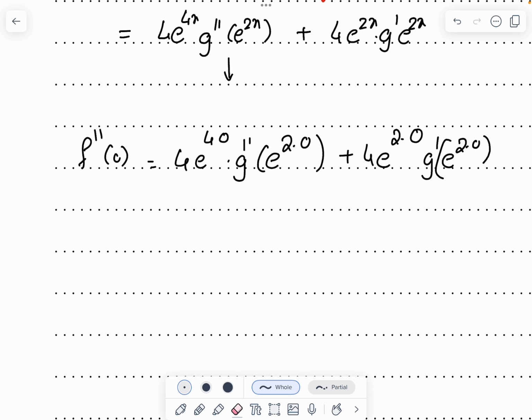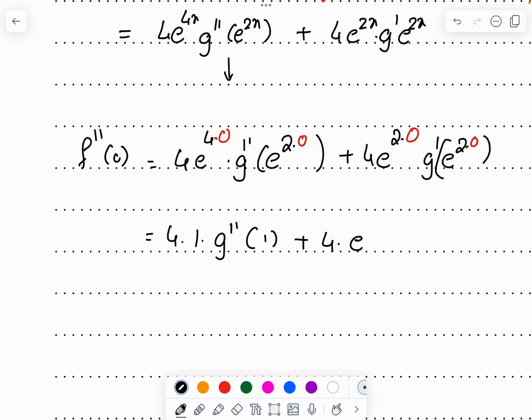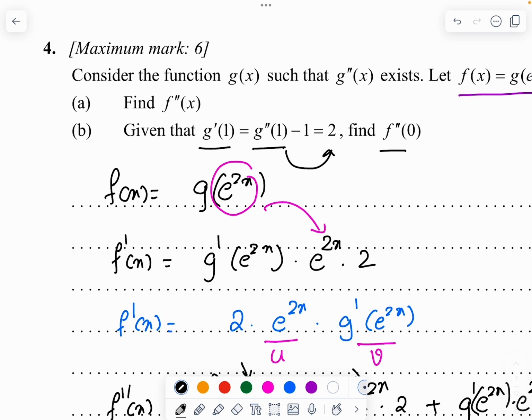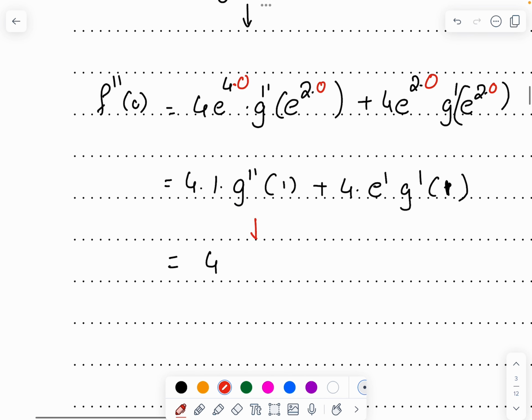To help you understand easily, wherever 0 is there, I'll write it in red color so it is easy to understand what I am substituting. Now, we know that e^0 is 1, so we get 4 g double prime of 1 plus 4 e^0 g prime of 1. What is g double prime of 1? G double prime of 1 is 3. See carefully, g double prime of 1 is 3, not 2, because this minus 1 goes to the other side.